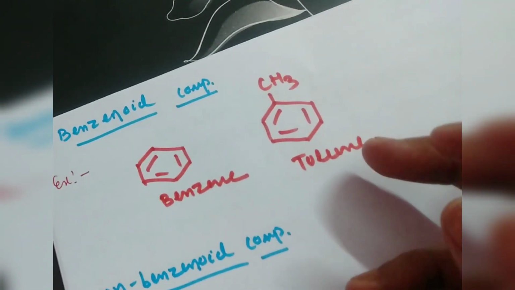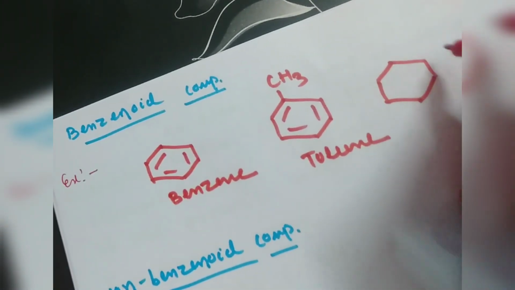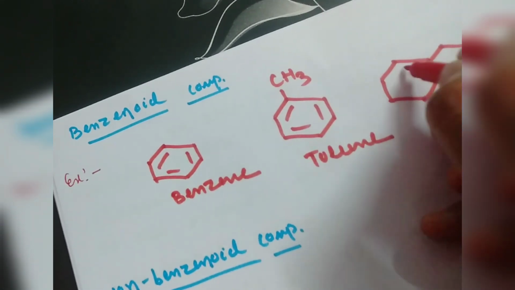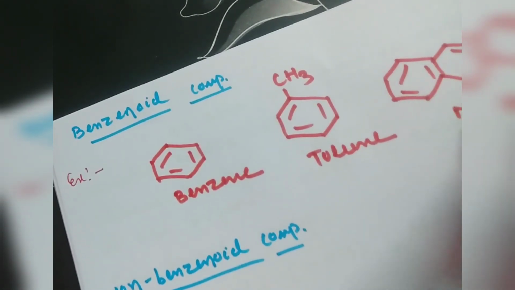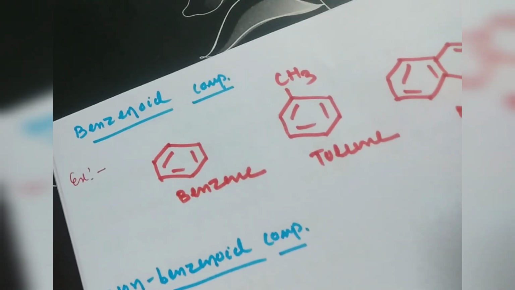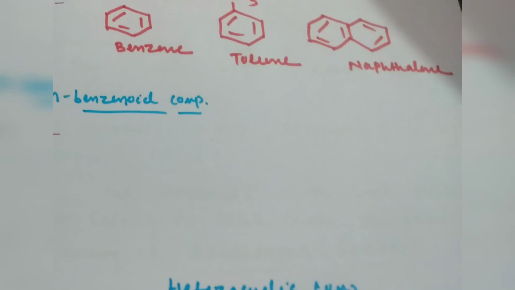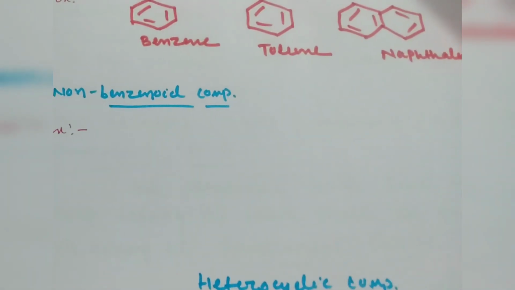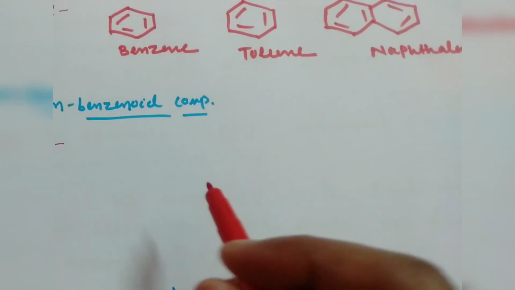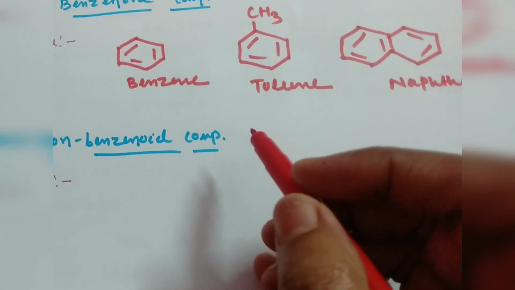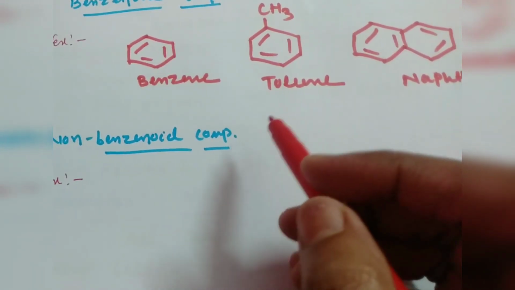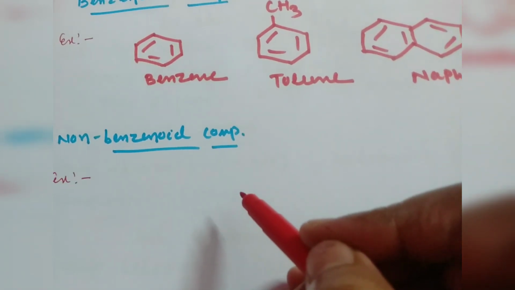So this is also a monocyclic compound. This is also a benzenoid compound. Similarly, if two rings are fused with each other, they also form a benzenoid compound, and this is known as naphthalene. So these are different examples of benzenoid compounds. Similarly, which compounds are known as non-benzenoid compounds? Normally the compounds which don't satisfy Huckel's rule. The compounds which satisfy Huckel's rule, that we will discuss later, are benzenoid compounds. The compounds which do not satisfy Huckel's rule are non-benzenoid compounds.